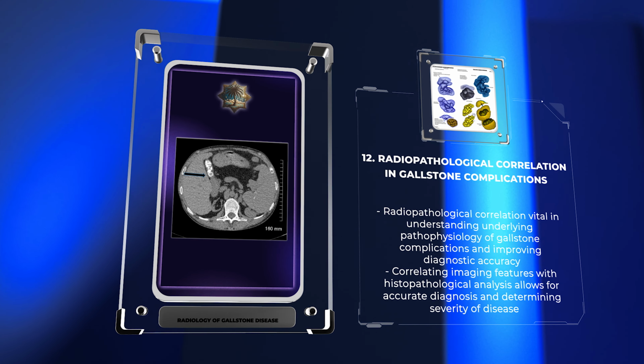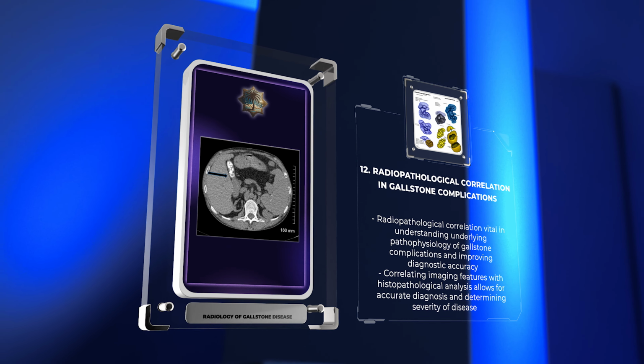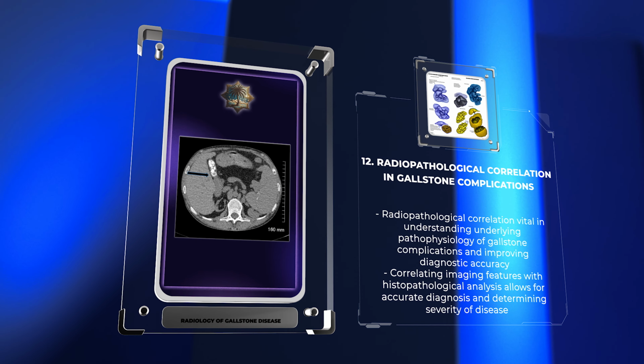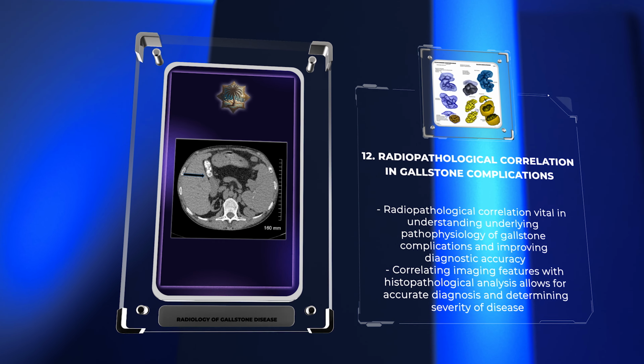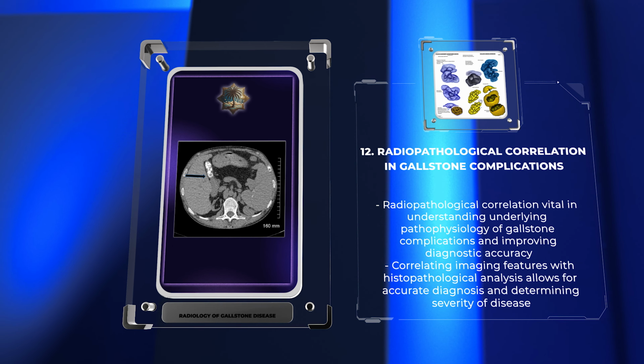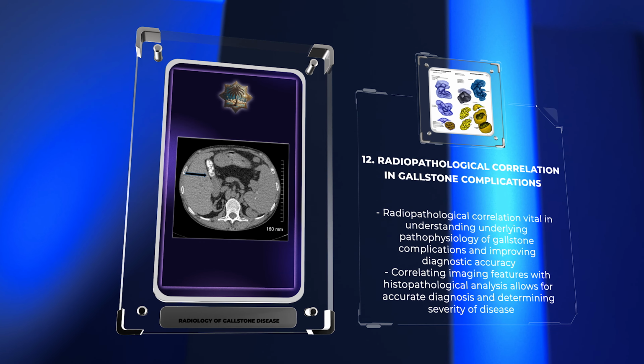Professor, by correlating imaging features with histopathological analysis, radiologists can refine their interpretations and develop a comprehensive understanding of the disease process. This correlation aids in accurate diagnosis, determines the severity of disease, and allows radiologists to better communicate findings with surgeons, ensuring optimal patient care. Scene transitions to the conclusion.